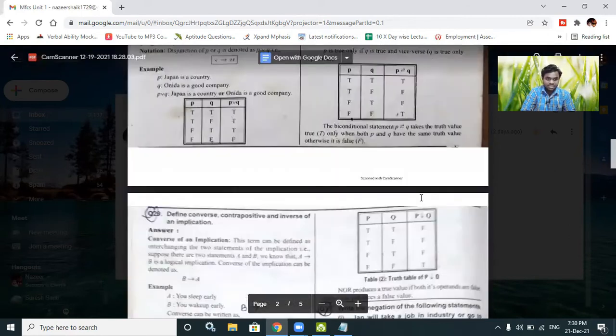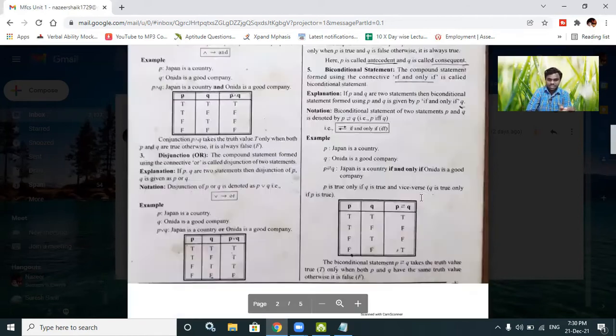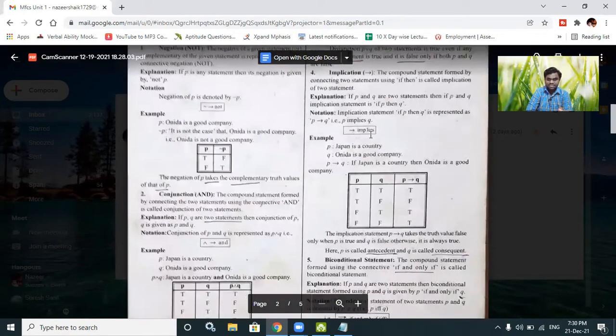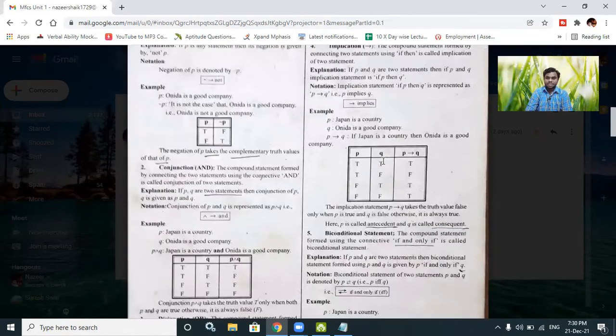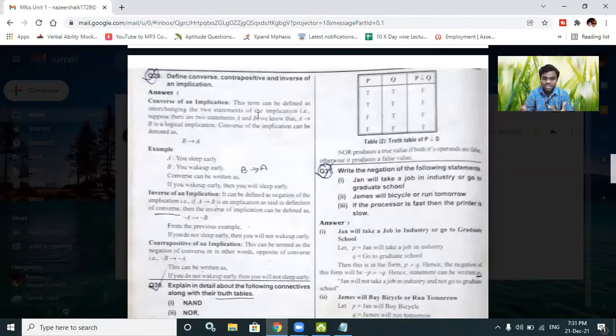So another one is converse, contrapositive, and inverse. Converse is the reverse of the logical implication. So as you see the implication here, this is P implies Q, and the converse is the reverse. Here P implies Q, then in the converse, Q implies P. This can be denoted as interchanging the two statements. Suppose there are two statements A and B. We know that A implies B is a logical implication. The converse of the implication can be denoted as B implies A.